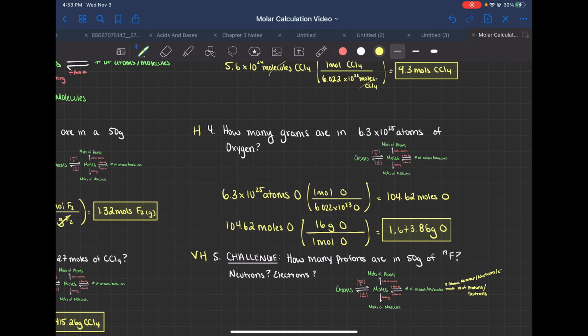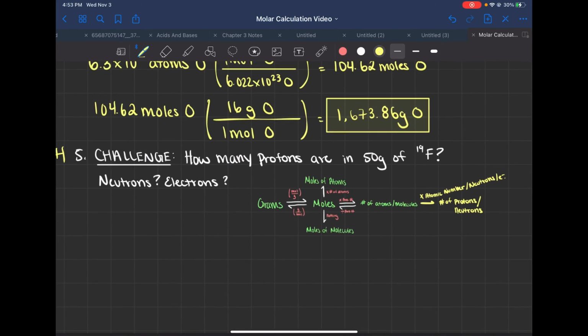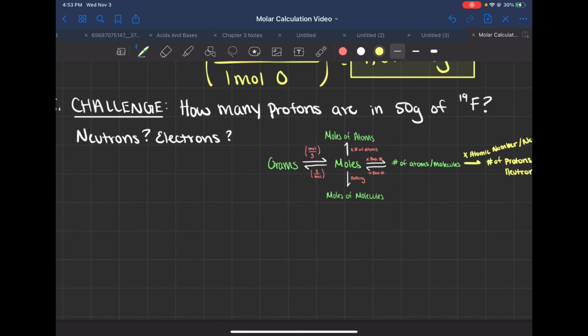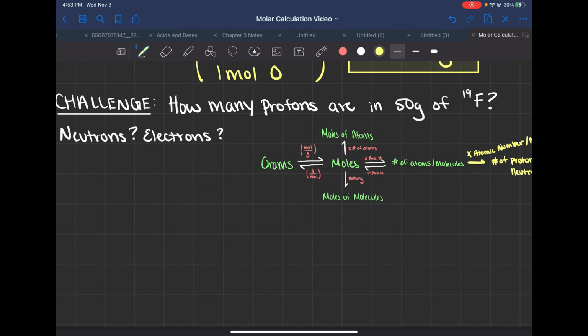All right, now, here's the challenge question. I want to give everyone a chance to try this one on their own. How many protons are in 50 grams of the isotope 19 fluorine? How many neutrons? How many electrons? All right. Pause me if you want to try this one on your own. This will be a bonus question.